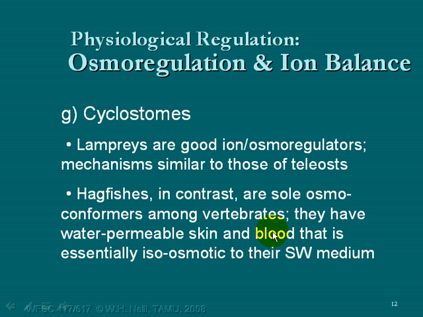Hagfishes, on the other hand, are all marine, and seem to be pretty much osmoconformers, with the exception of some of the negatively charged ions that they seem to regulate. So they operate more like some invertebrates do, and very primitive invertebrates at that. Most of the invertebrates are pretty good osmoconformers. They have water-permeable skin and blood that's essentially isoosmotic to the seawater medium.